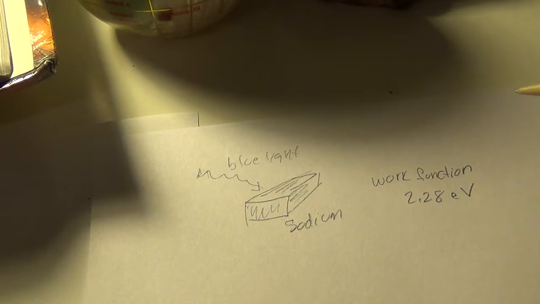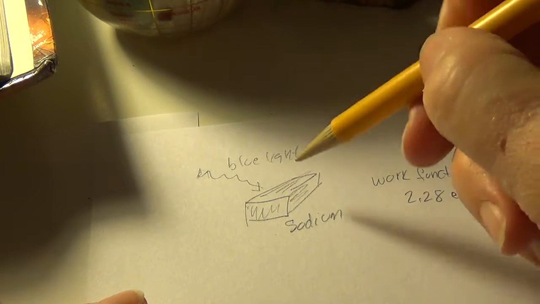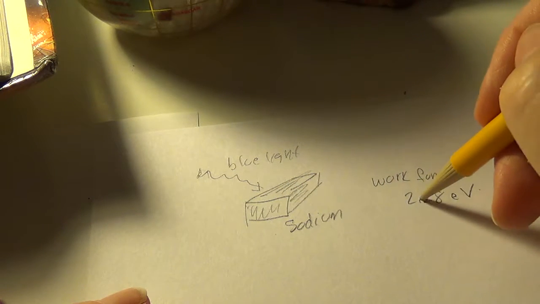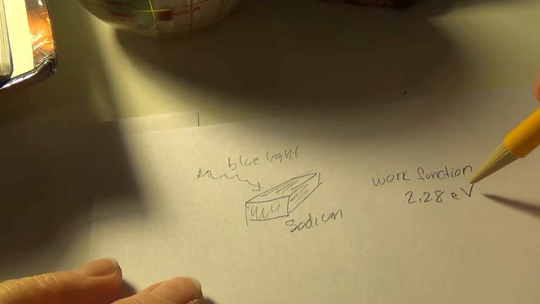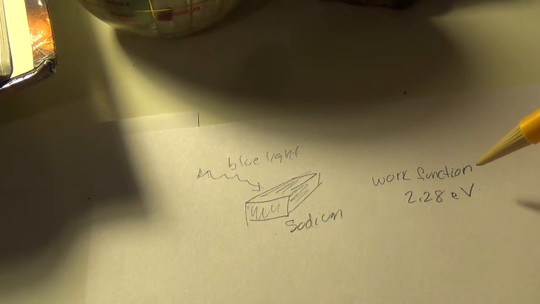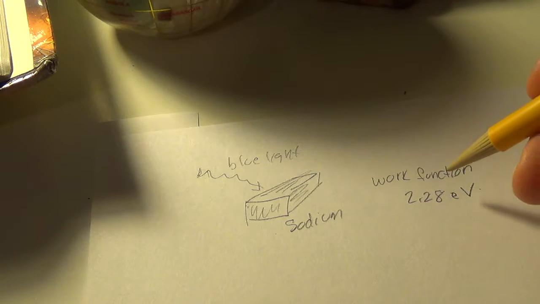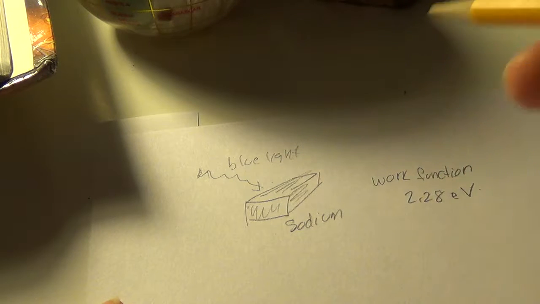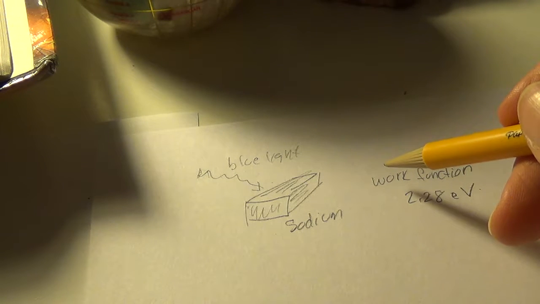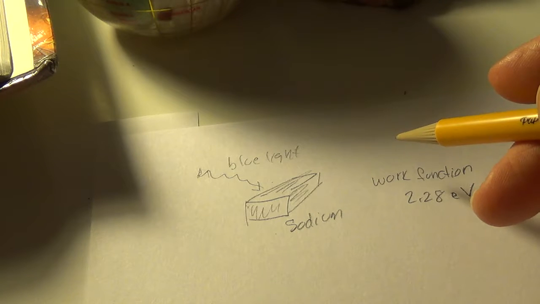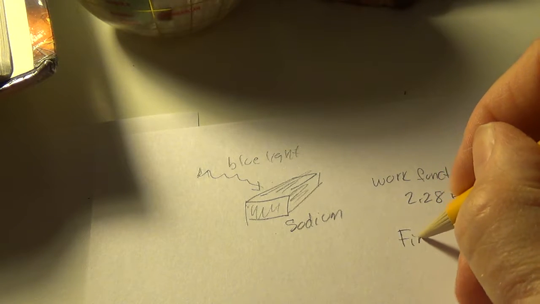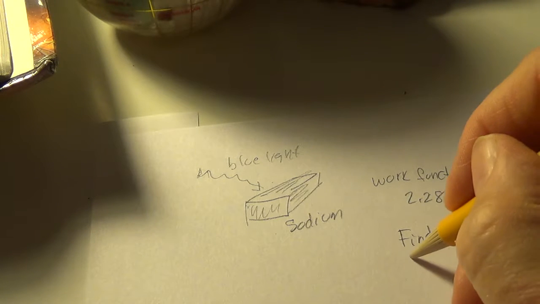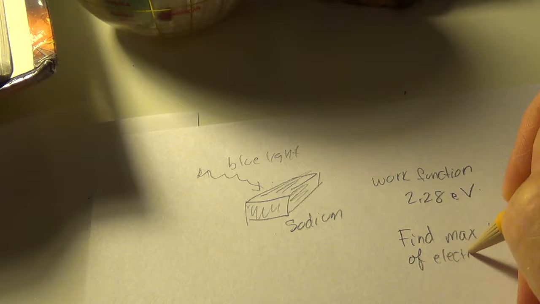Alright, here we are back at part 3, and we have an example of a metal called sodium, and its work function is 2.28 eV, and that is the amount of energy it takes to hold its electrons. Any greater than that, then the electrons will fly out. Let's say blue light is hitting the sodium metal, and we are going to find the maximum kinetic energy of the electrons that fly off.